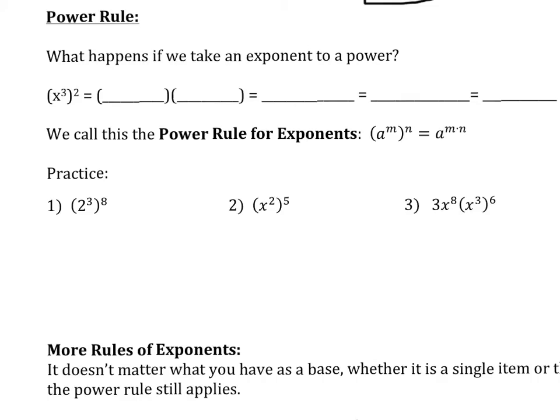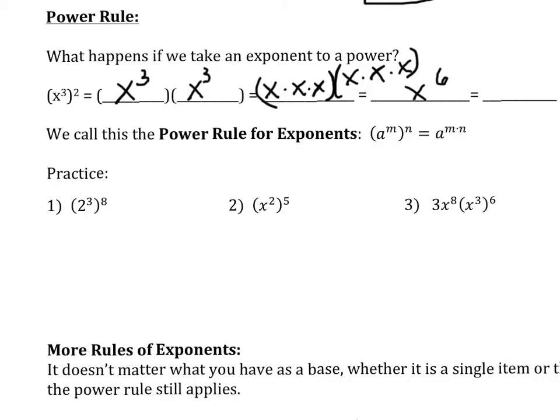Next, we want to talk about the power rule. What happens if we take an exponent to a power? Well, here I have x cubed, and I've got it squared. So that means I have x cubed times itself. Well, if I have x cubed times x cubed, that's like saying x times x times x times another x times x times x, right? If we break it down all the way. Well, that's just x to the 6th power.